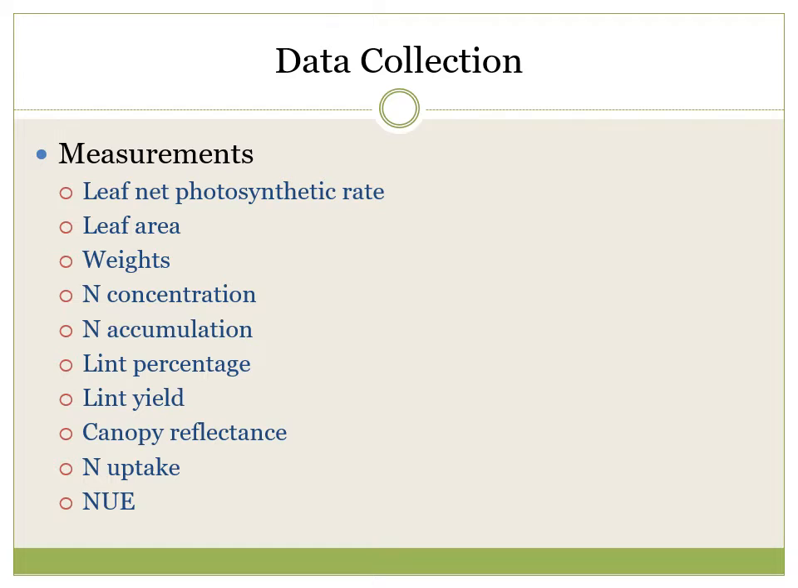The measurements taken during the study were leaf net photosynthetic rate, leaf area, weights of plant parts, nitrogen concentration, nitrogen accumulation, lint percentage, lint yield, canopy reflectance, nitrogen uptake, and nitrogen use efficiency.